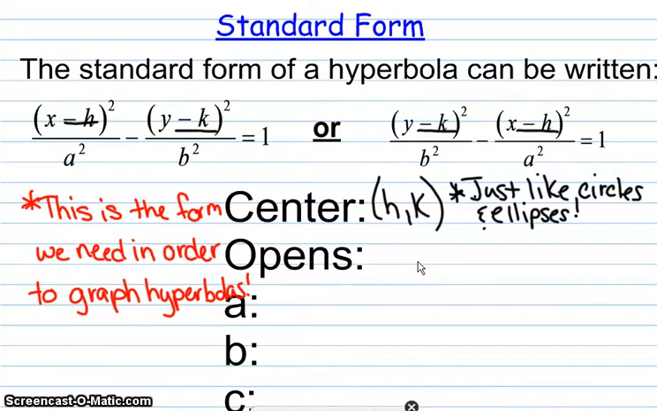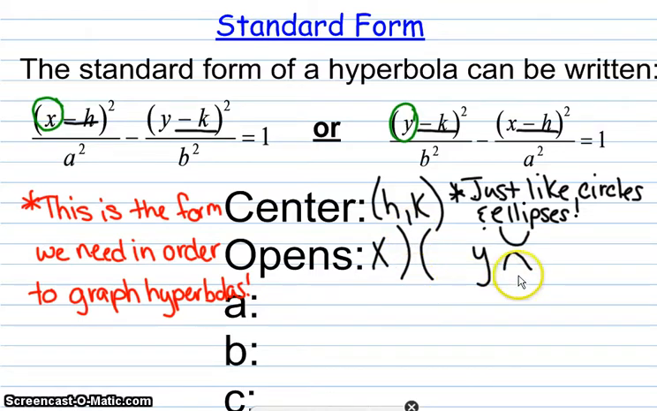Now our opening, we've already talked about that a little bit on the other slide. If it's got an X in the front, it's going to open to the left and to the right. If it's got a Y in the front, it's going to open up and down. The X in the front kind of makes me think of a tornado, or you can think of an hourglass shape. The Y, sometimes you can see like a rainbow, sometimes it's kind of like a frowny face.